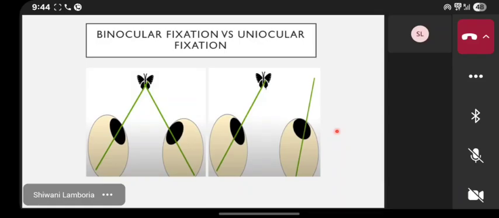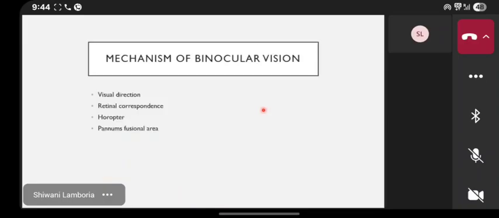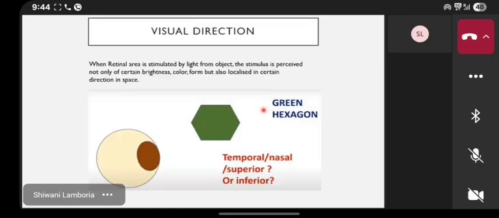Binocular fixation versus uniocular fixation. With both eyes together, the image is formed at the fovea, and if one eye looks somewhere else, this is the uniocular fixation. Then the mechanism of binocular vision: visual direction, retinal correspondence, and Panum's fusional area.